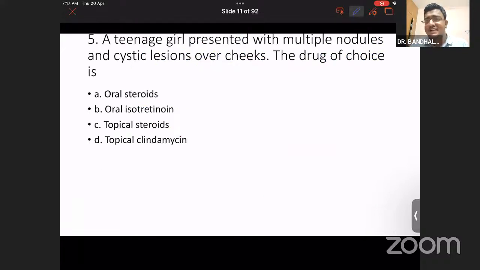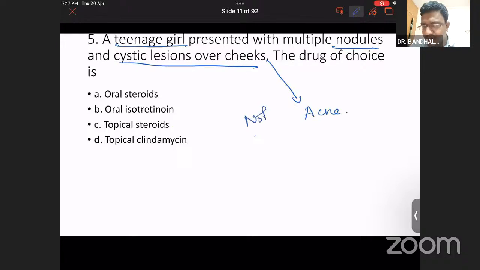A teenage girl presented with multiple nodules and cystic lesions over the cheek. The drug of choice: Option A, oral steroids. Option B, oral isotretinoin. Option C, topical steroids. Option D, topical clindamycin. First, we will read the question. The patient is a teenage girl with nodules and cystic lesions over the cheek. Most probably the diagnosis is acne, nodulocystic acne to be precise.